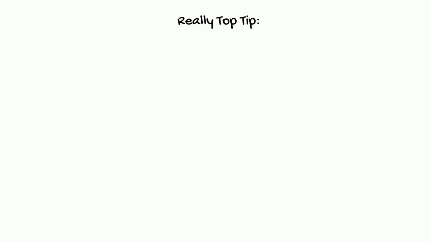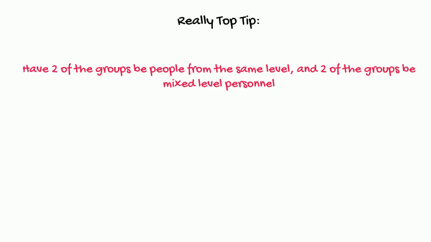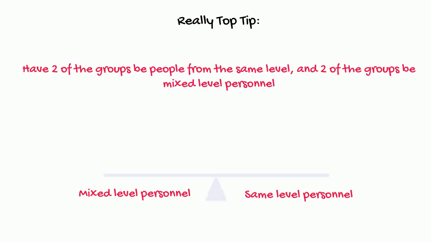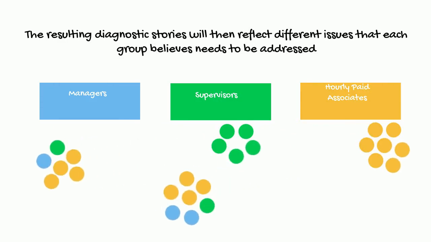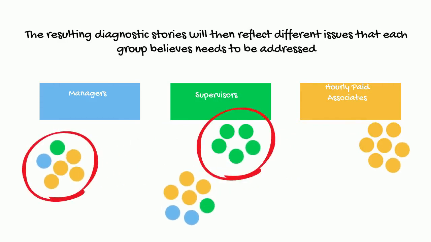Here's a really top tip. Have 2 of the groups be people from the same level and 2 of the groups be mixed level personnel. Having groups of both mixed level and same level personnel will give you the best balance between participant risk and contrasting viewpoints. The resulting diagnostic stories will then reflect different issues that each group believes needs to be addressed.